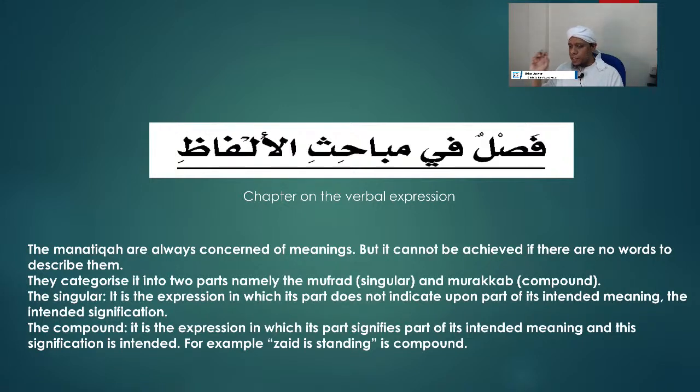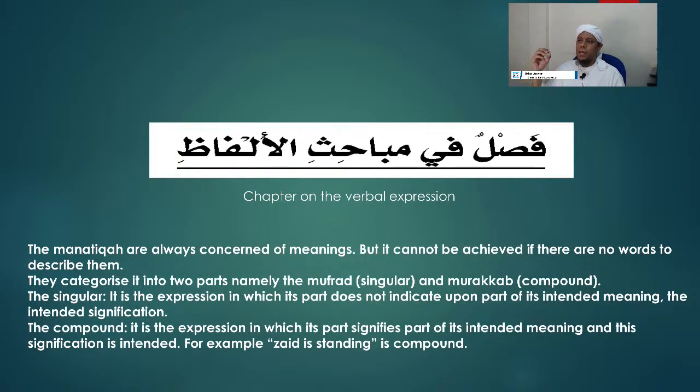So the predicate explains the subject. The subject tells us about the focus of the discussion. We are speaking about a person by the name of Zaid. And when the predicate comes, the predicate explains the subject. So we say part of the sentence explains one another. So this is the meaning of compound.